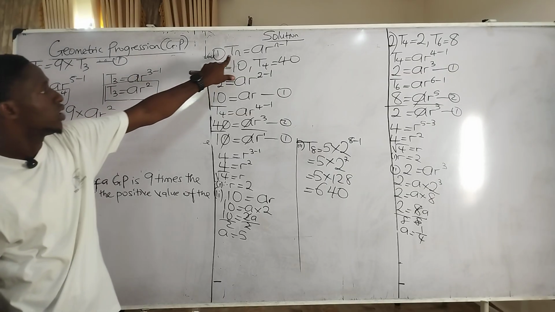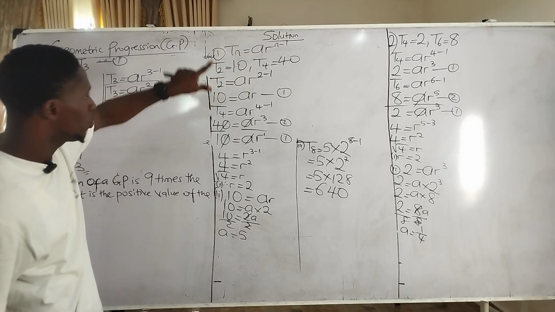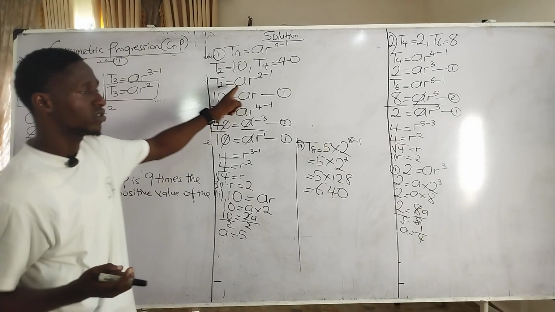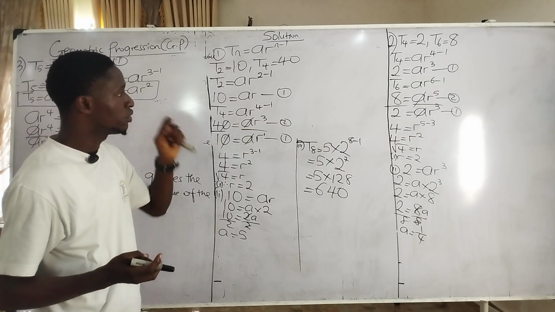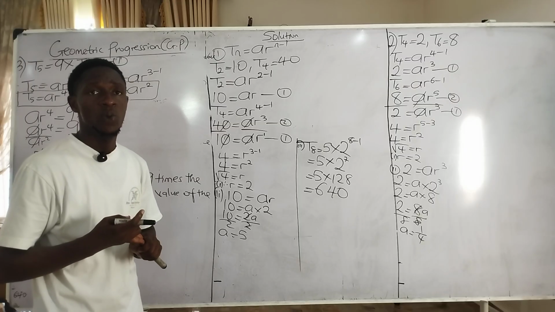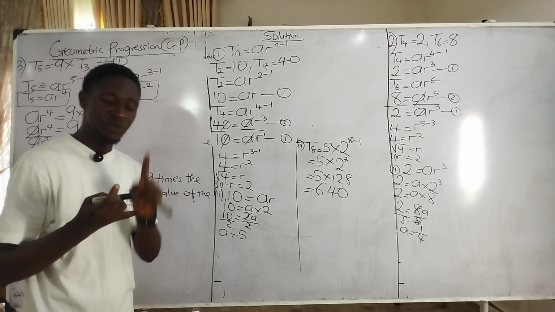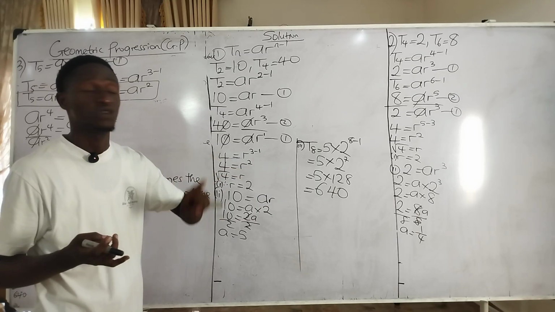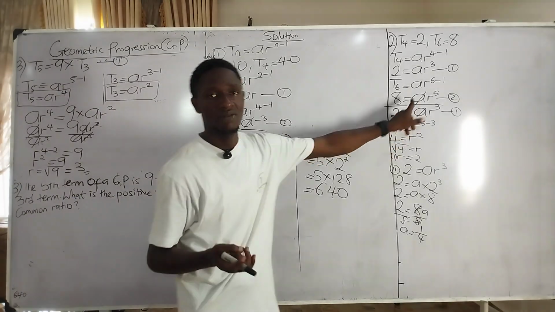So make sure you know how to use this formula. Once the common ratio and the first term are not given, it's going to lead to simultaneous equation, and you have to be very careful. In one of our videos we did under AP, once the first term and the common difference are not given, it will lead to simultaneous equation, but you subtract. But here we are dividing.